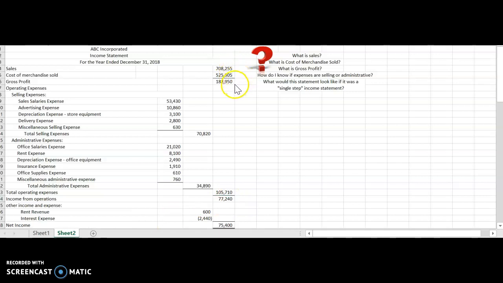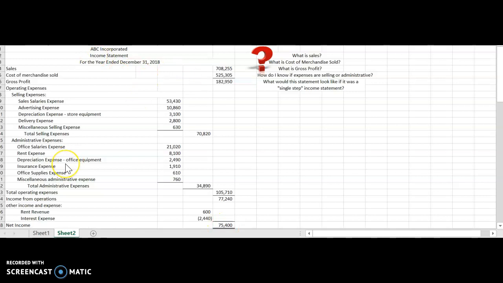So again, it's your revenues minus your expenses. That will give us income from operations. Below that, you will put other income and expenses that are not directly related to your normal business operations of buying and selling this merchandise. So for us, rent revenue, so we may have an extra office that we rent out, then interest expense, so we may have borrowed some money and we're paying interest on that. So that goes under other income and expense. So we take our income from operations and we net it, plus 600 minus 2440, and we get 75,400.